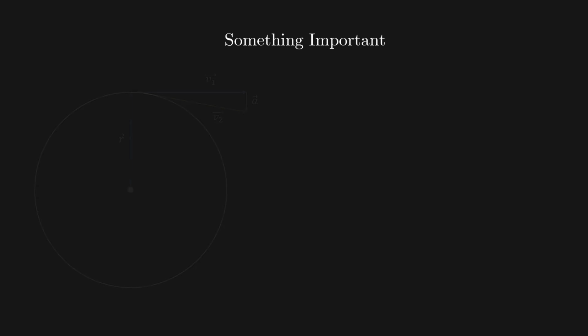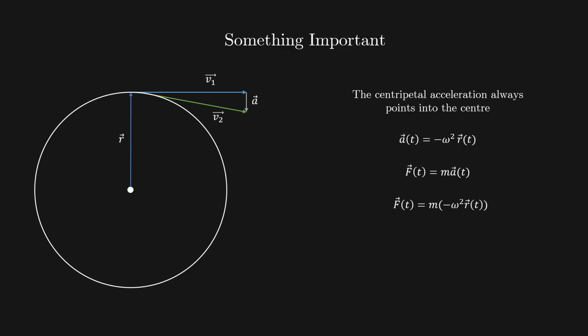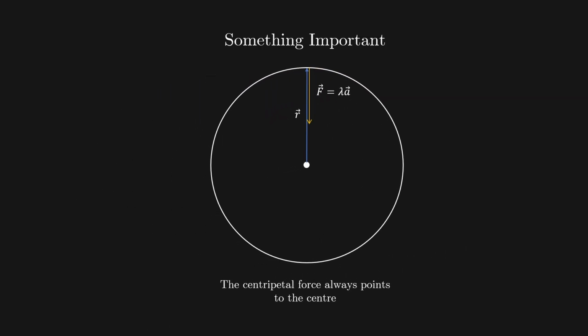A key insight is that the maths we have done up until this point completely agrees with the force diagram we drew. Since the centripetal acceleration points towards the center, we can also see that the centripetal force points into the center as well. This is a key property of circular motion. A quick recap. The centripetal force and acceleration both point towards the center of the circle, and we have derived the formulas for both.